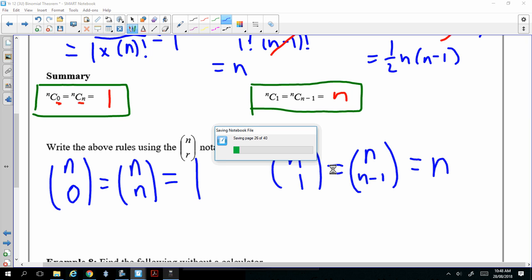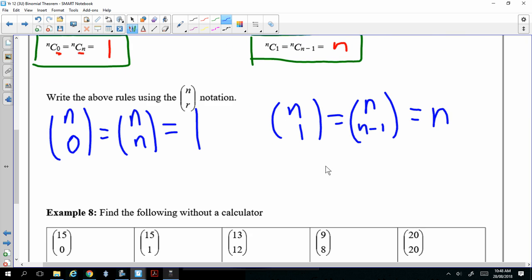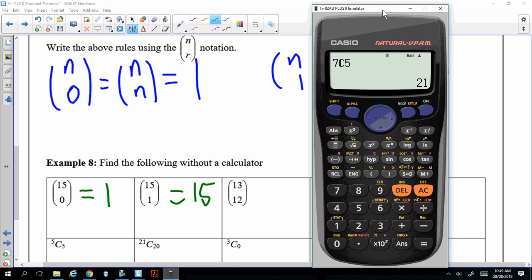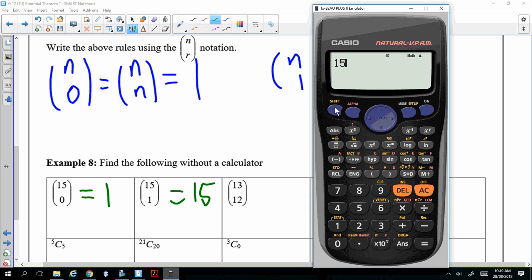All right. Try to do the following without a calculator, using the rules above. What would the first one be? 15C0 will be 1. Every time you see 0, it's 1. 15C1, you get 15 because you get n. Now, why do I want you to do this? Because it's much slower to do it on a calculator, isn't it? If I do 15C0, that's a lot of buttons to press before I get 1. If I do 15C1, I have to go 15C1 to get 15. But if you remember this formula, that will make it easier for yourself.